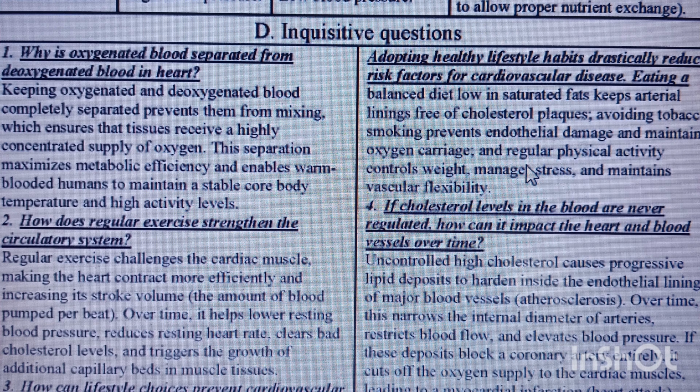Look at the inquisitive questions, students. Our first inquisitive question is, why is oxygenated blood separated from deoxygenated blood in the heart? So, the correct answer to this is shown on your screen. The answer to the first inquisitive question of Chapter 3 is that in humans, oxygenated and deoxygenated blood are kept separate so that oxygenated blood delivery to tissues can be maximized, high blood pressure can be maintained, and the body's temperature can be sustained at a constant, balanced level.